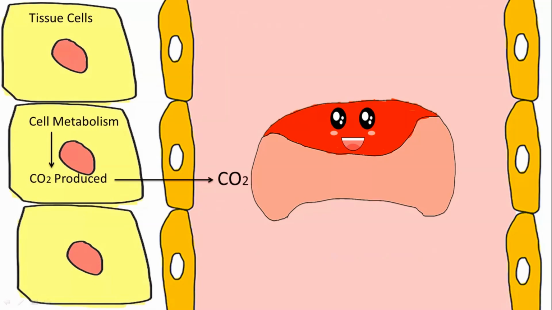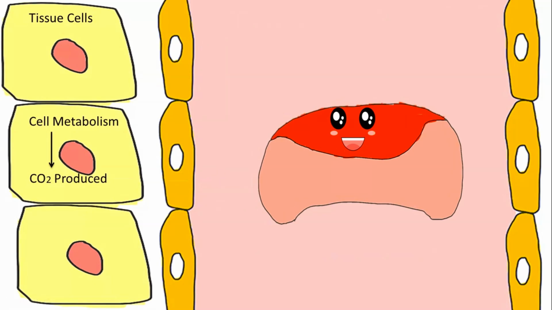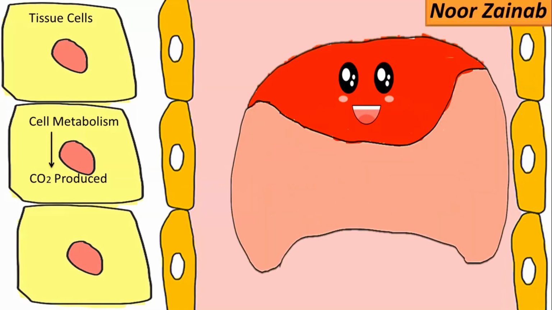This carbon dioxide enters the capillary by diffusion, and then it will start to enter into the red blood cells. When the carbon dioxide enters the red blood cell, here it will find some water molecules. But the carbon dioxide will react with water molecules only in the presence of an enzyme which is known as carbonic anhydrase. This enzyme is present in our red blood cells only.